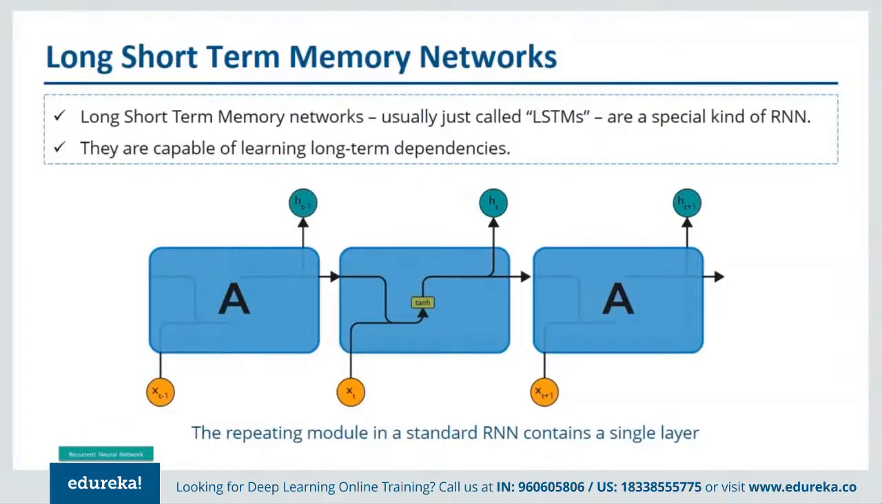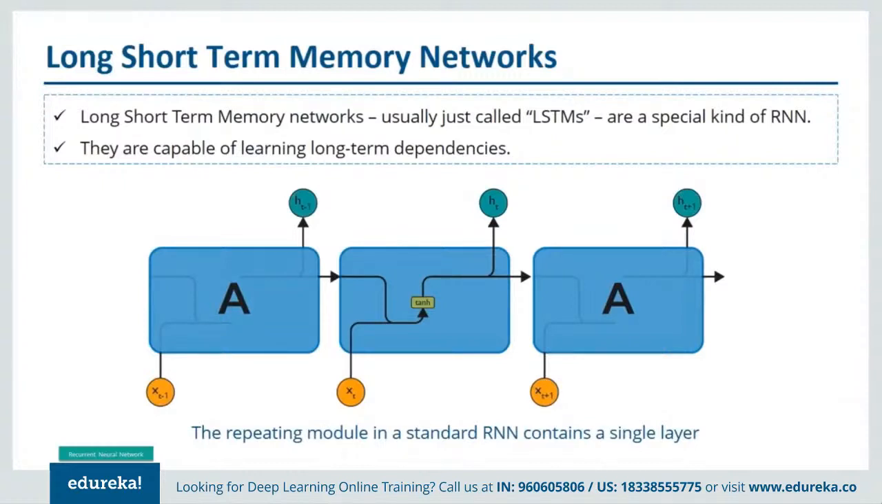Now what are LSTMs? Long short-term memory networks, usually called LSTMs, are nothing but a special kind of recurrent neural network, and these are capable of learning long-term dependencies. Now what are long-term dependencies? I discussed that in the previous slide, but I'll explain it here as well. Sometimes we only need to look at the recent information to perform the present task.